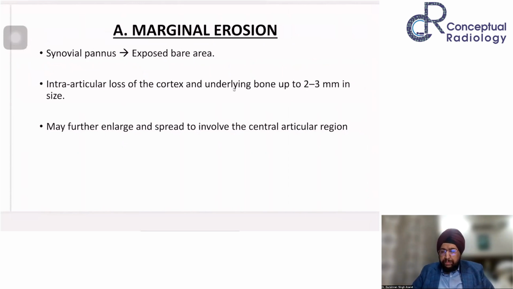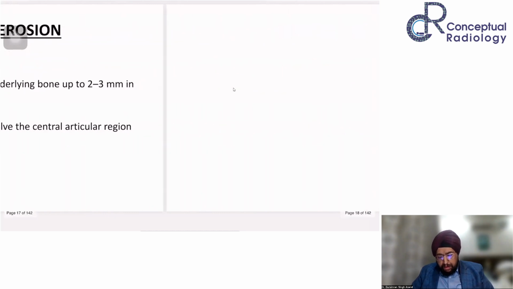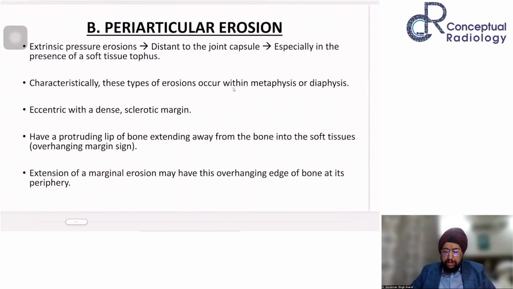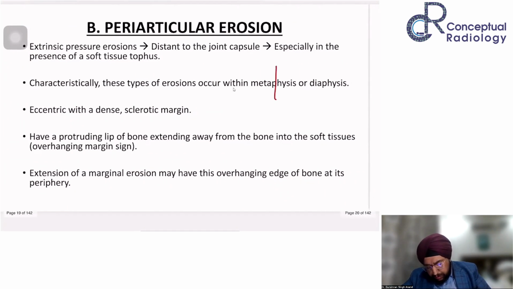Marginal erosion, as we all know, occurs in the bare area of the joint. The cause here is still the synovial pannus. The periarticular erosion, which is classical for gout, occurs because of an extrinsic pressure.